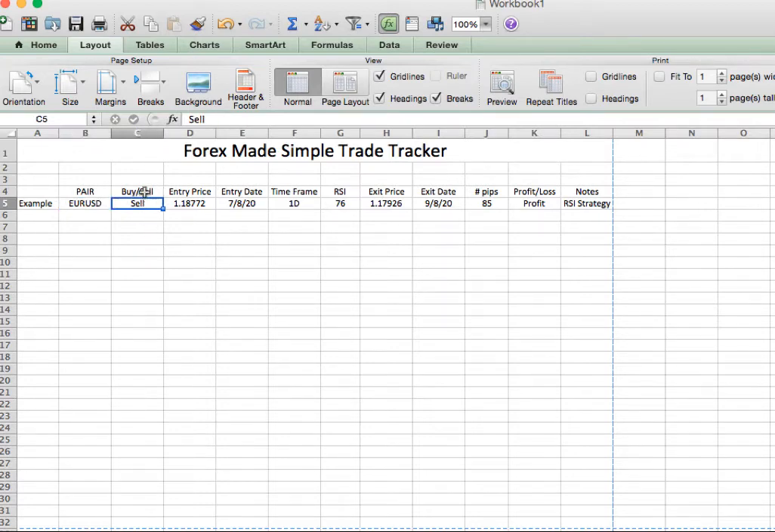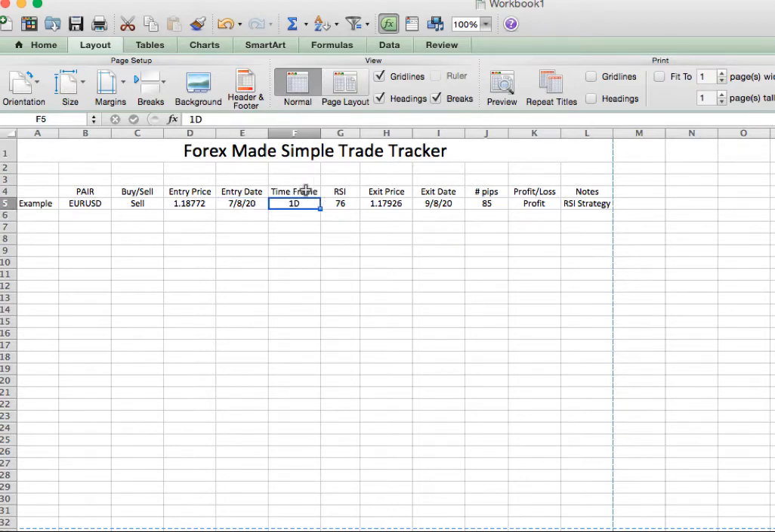We did a sell order, so of course in this column it says buy or sell, so you're going to put it was a sell order. What was the entry price? 1.18772 in this case for me. What date did we do that? Now, where I'm from, we actually do day, month, year. So depending on what country you're in, you put the date in the style that's appropriate. Some countries like the US do month, then day, then year. Where I'm from, we do day, month, year. So you put in the date according to what you're used to.